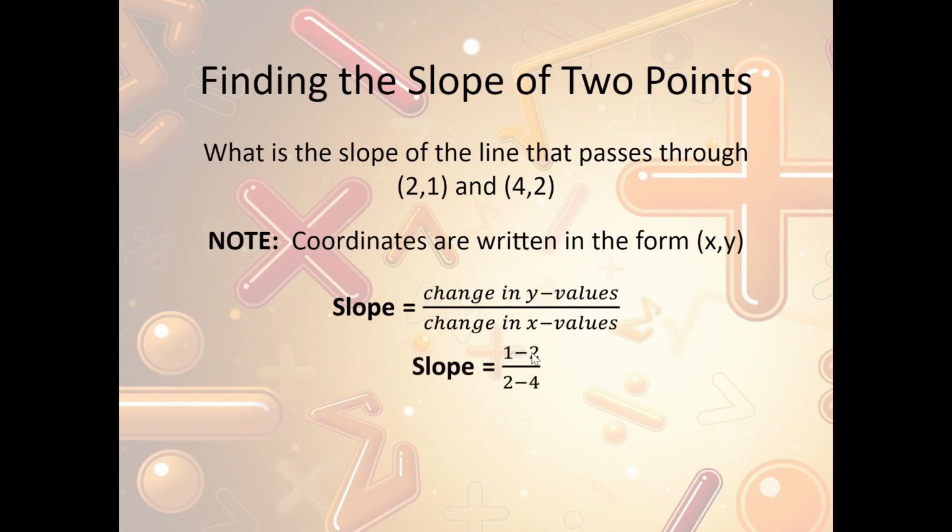Now when I do that, 1 minus 2 is negative 1. And 2 minus 4 is negative 2. And when I do that, a negative divided by a negative just becomes a positive. So this is just 1/2. So my slope for that line that goes through those 2 points is 1/2.